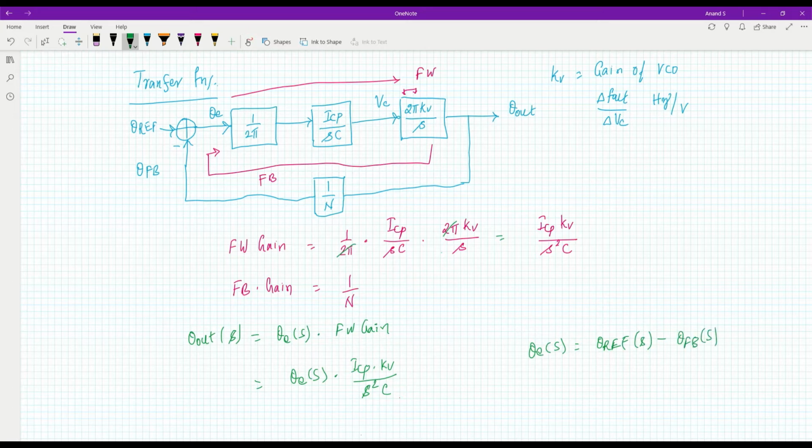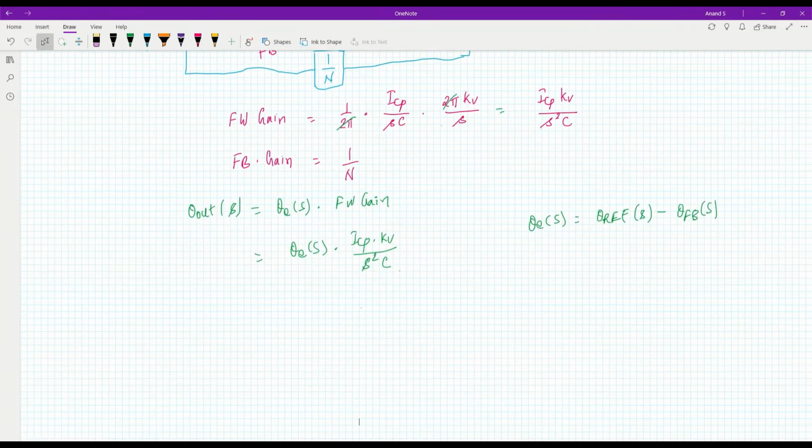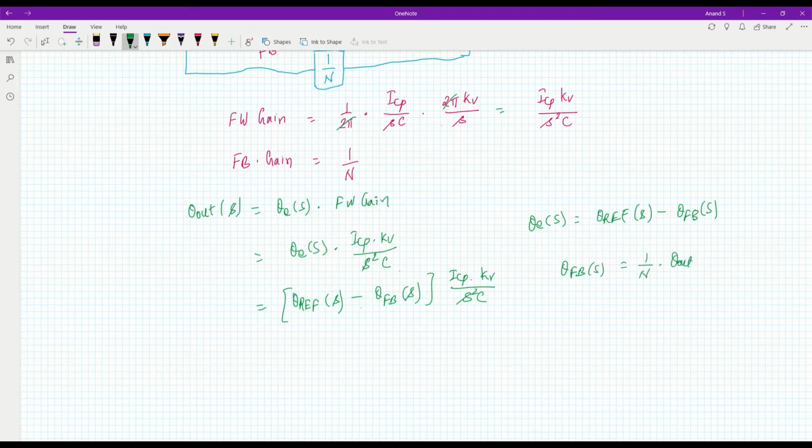Okay, so replacing that, we will get theta out equal to theta reference of S minus theta feedback of S, whole multiplied by the forward path gain, that is ICP into kV divided by S square into C. Okay, so theta FB of S can be written as 1 over N times theta out of S.